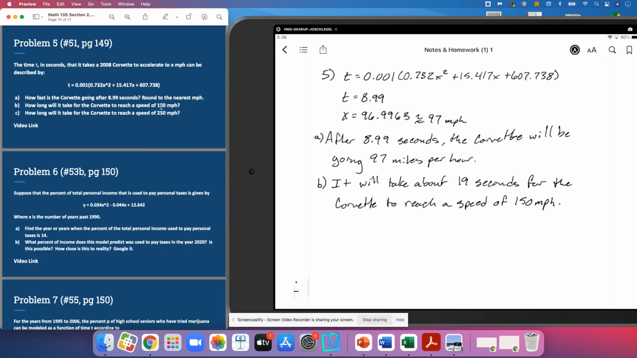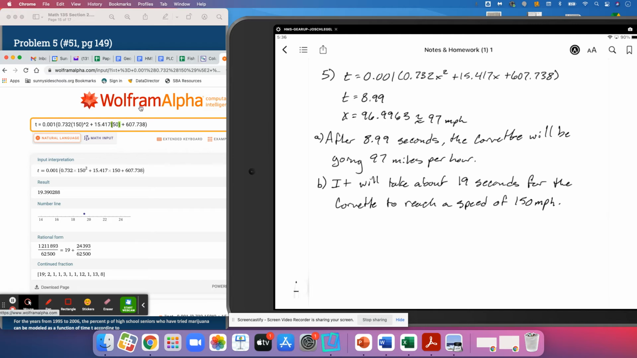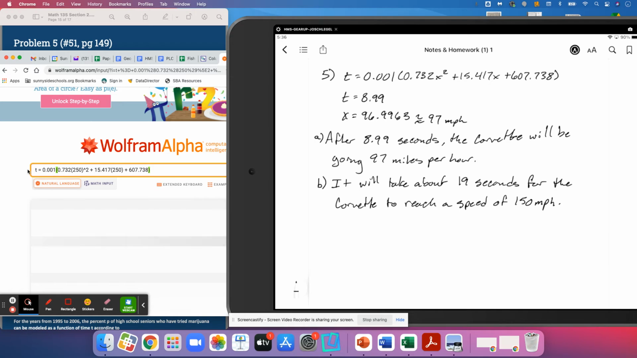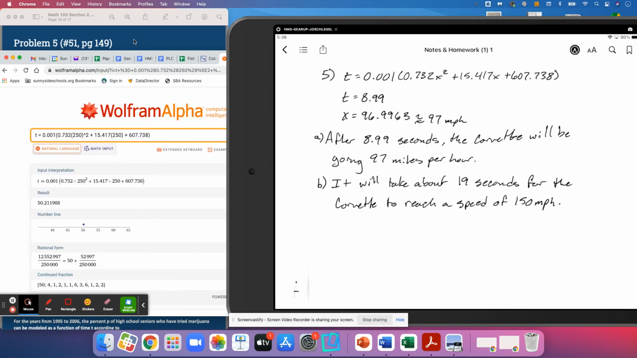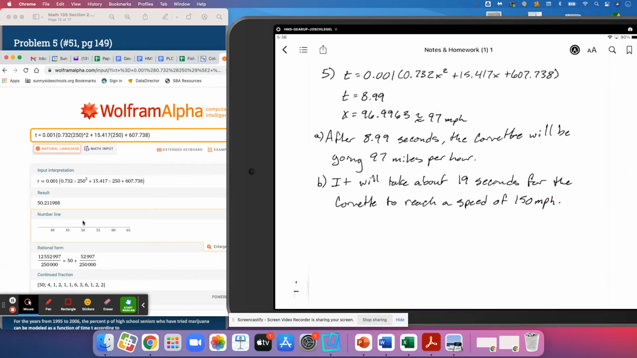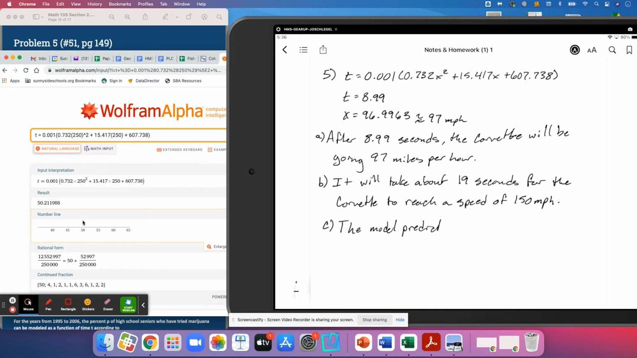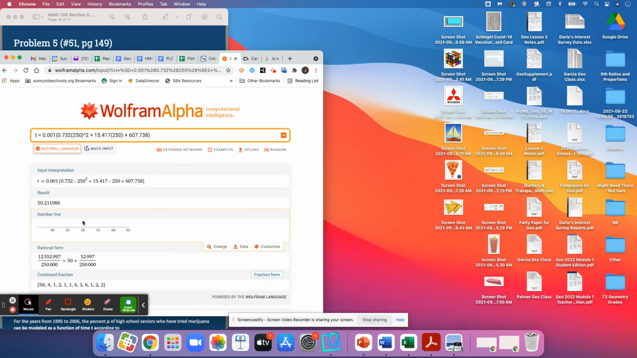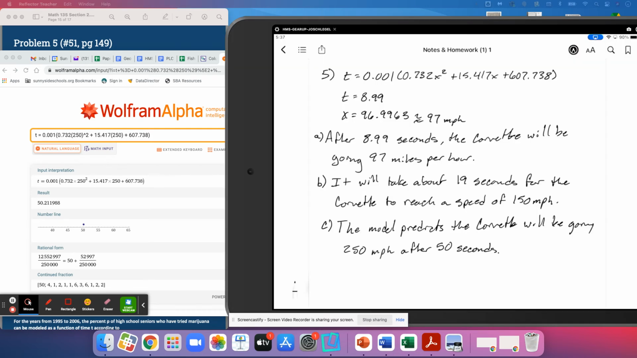I'm not sure if a Corvette actually has the potential of reaching 150 miles per hour. I'm almost positive that a Corvette is not capable of going 250 miles per hour, but let's put 250 in and just see what comes up. This is going to be an example of how it's important for us to pay attention to how realistic the models that we are using are, because this is predicting that after 50 seconds, the model predicts that the Corvette will be going 250 miles per hour. Don't know why my iPad just disappeared. I'll fix that. So the model does predict that the Corvette will be going 250 miles per hour after 50 seconds. Again, I don't think it's possible for particularly a stock Corvette to go that speed.